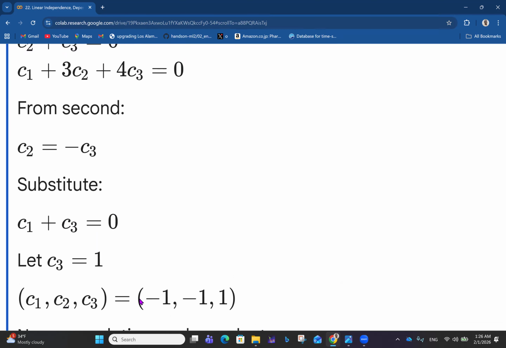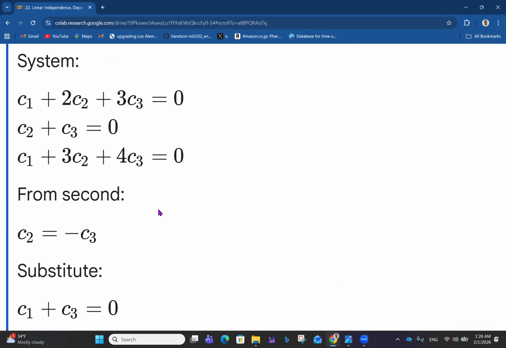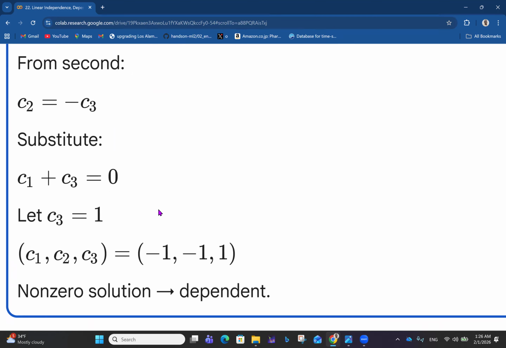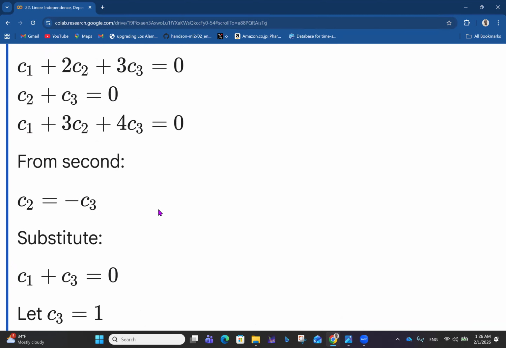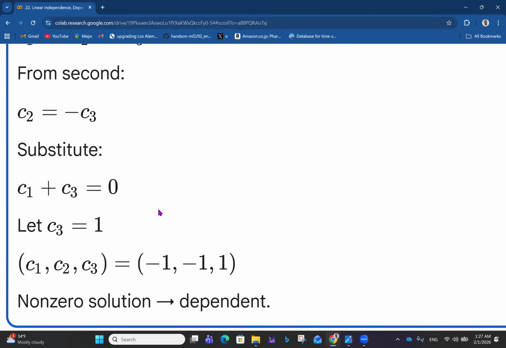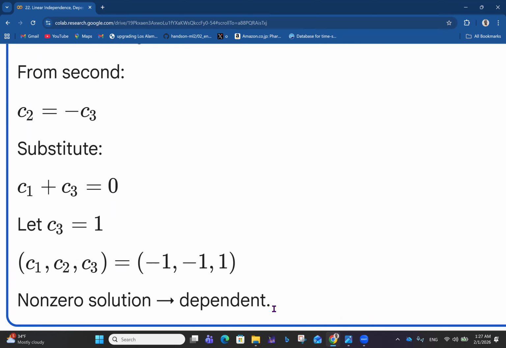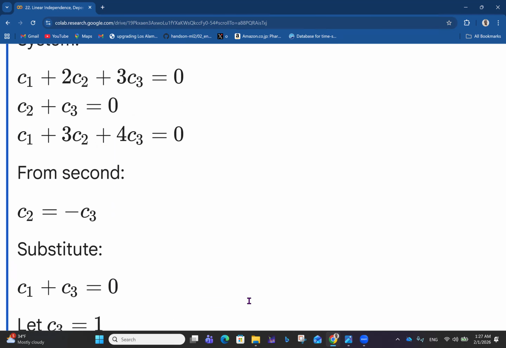So in this case, we can say let C3 be 1. If C3 is equal to 1, then automatically C2 will be minus 1. And because C3 is already 1, then C1 will be minus 1, just from this system. Of course, we can also solve it totally, but this is a fast way of going about it, right? So in this case, we have a non-zero solution. That means that the system is dependent. So you have minus 1, minus 1 and 1 like this.